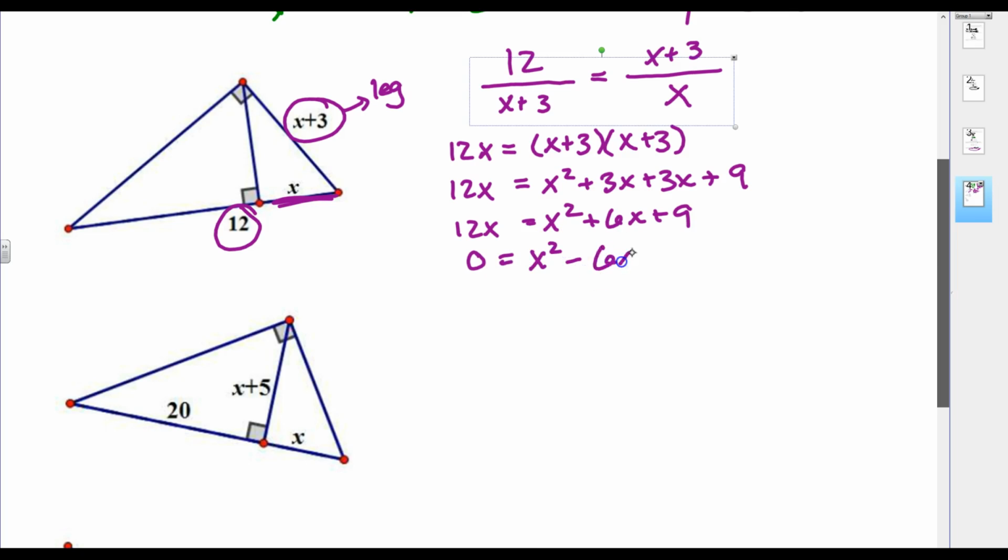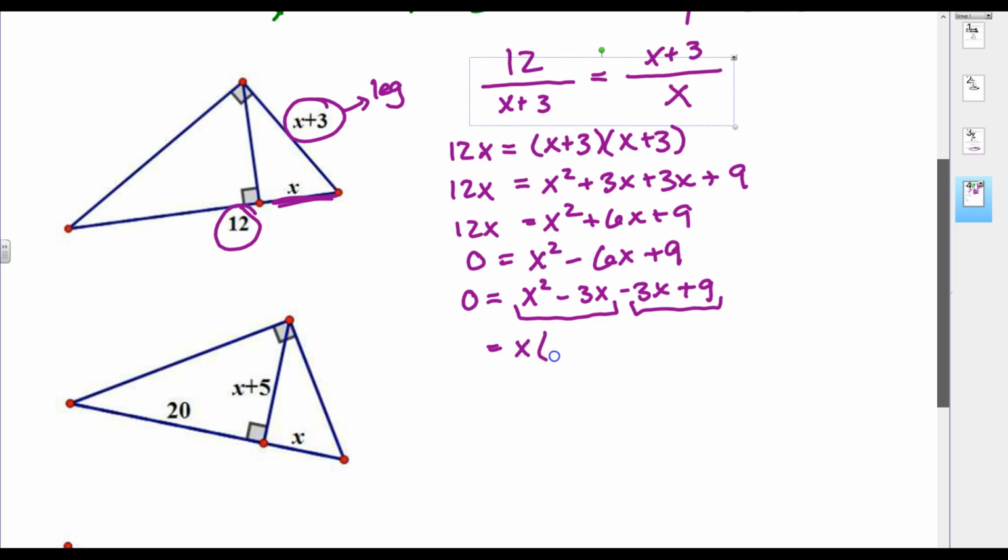So it becomes x squared minus 6x plus 9. I need two numbers that multiply to positive 9 and add to negative 6. I like negative 3 and negative 3, so I use that to split the middle term. x squared minus 3x minus 3x plus 9. Group your terms, good old AC factoring.